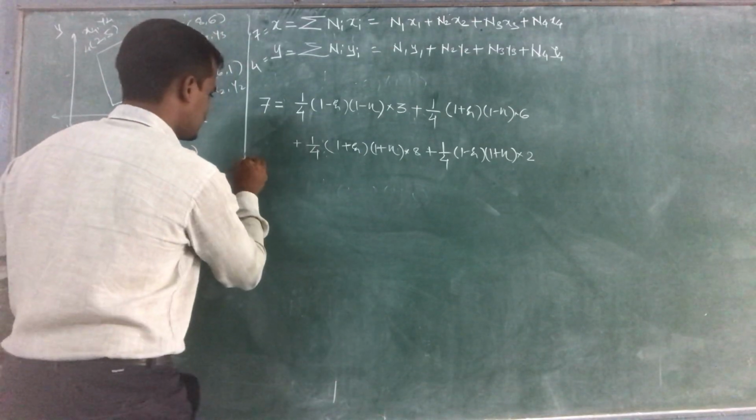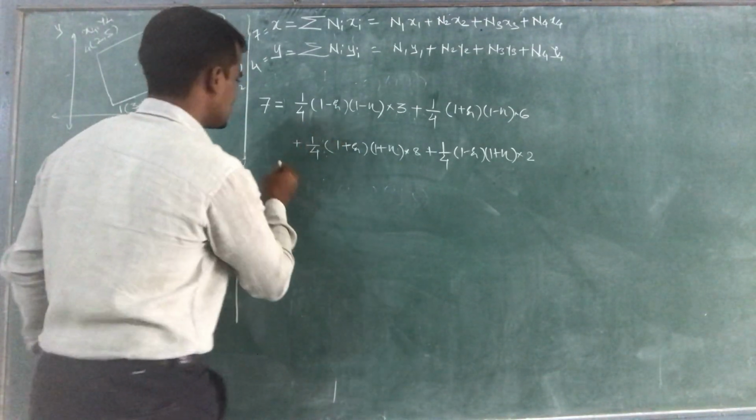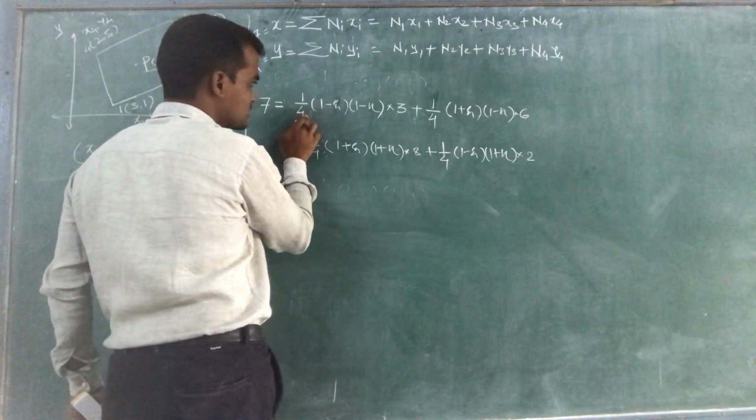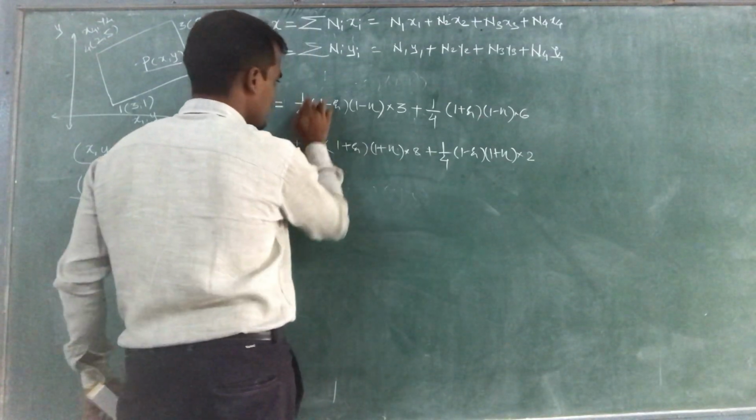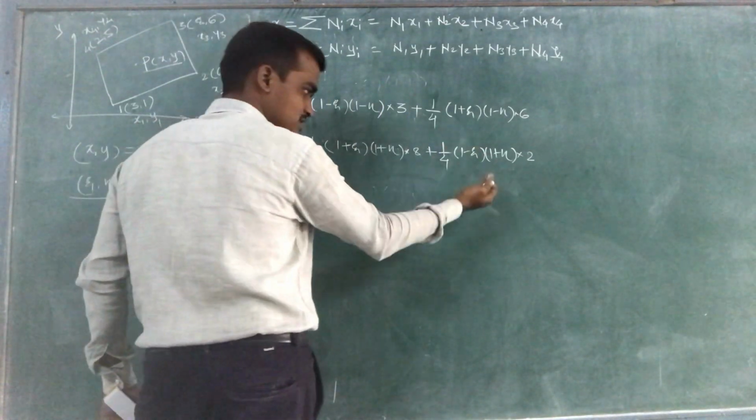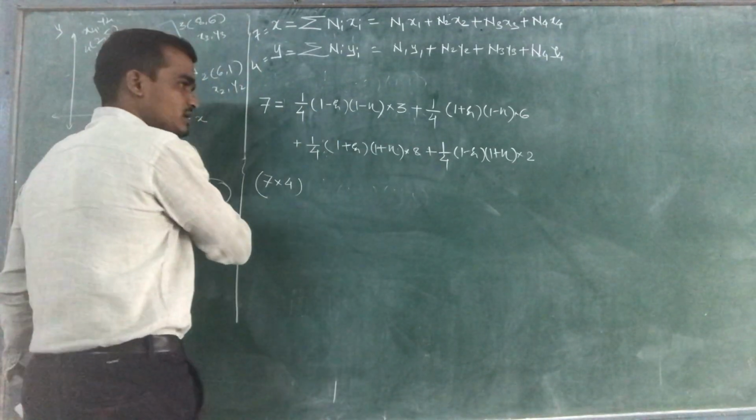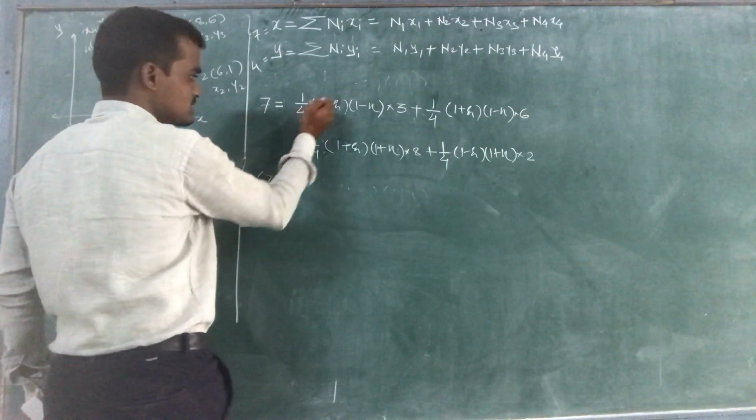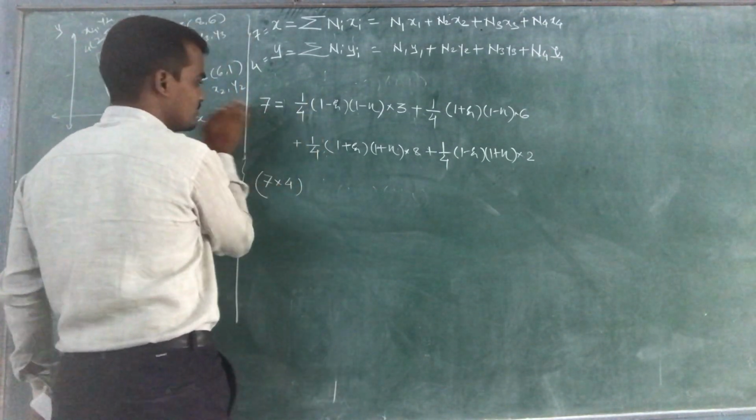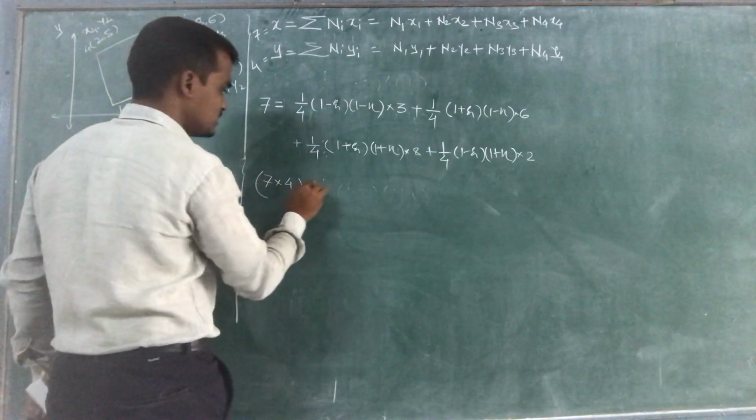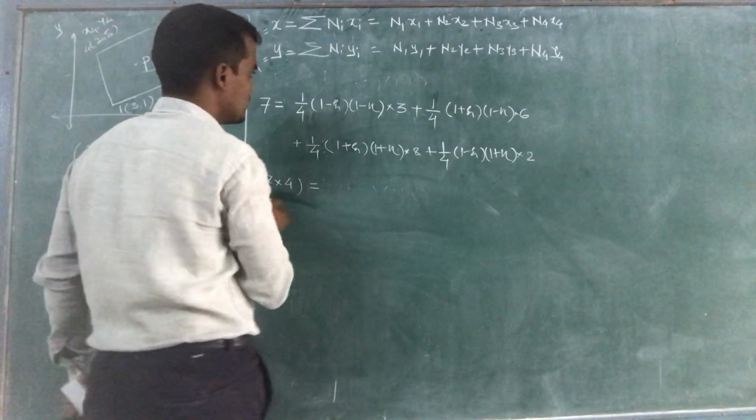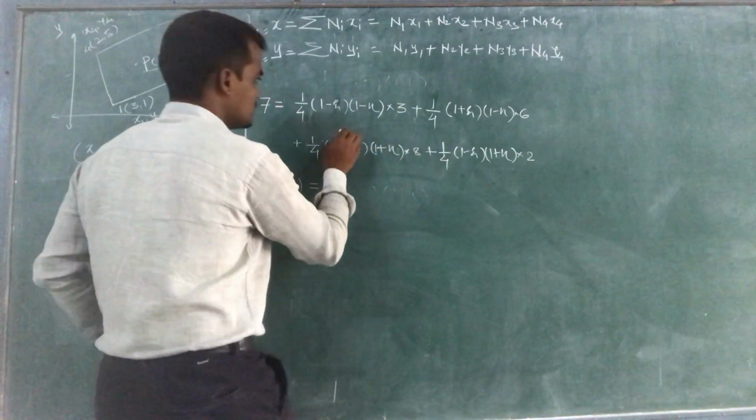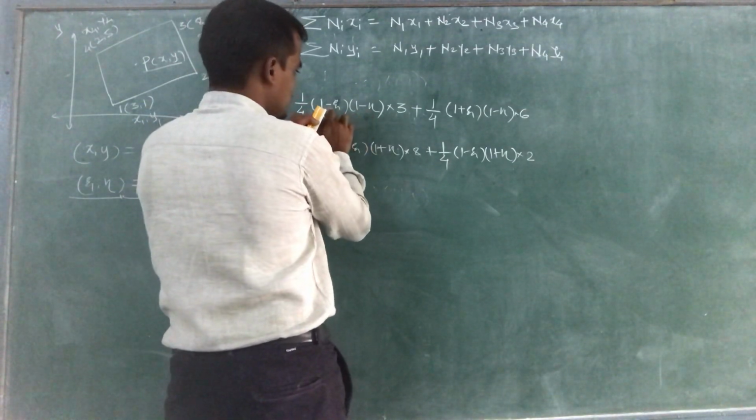Okay, so we need to simplify this equation first. So 7 into 4. Why? Because this 1 by 4 is common in all 4 terms and it is on the right hand side, so it should be multiplied to 7, because it is in the denominator, it should be in the numerator on the LHS. So 7 into 4 is equal to the remaining terms. The remaining terms are 3 into, so we need to multiply this bracket to this bracket.